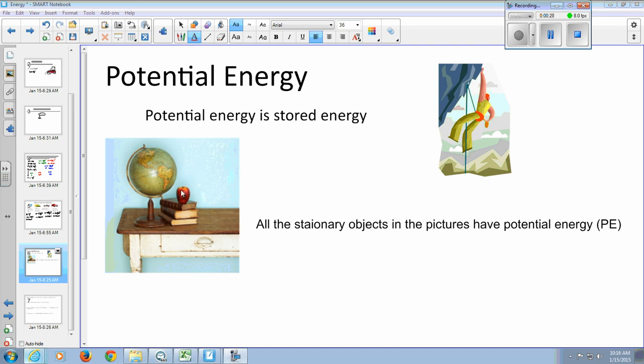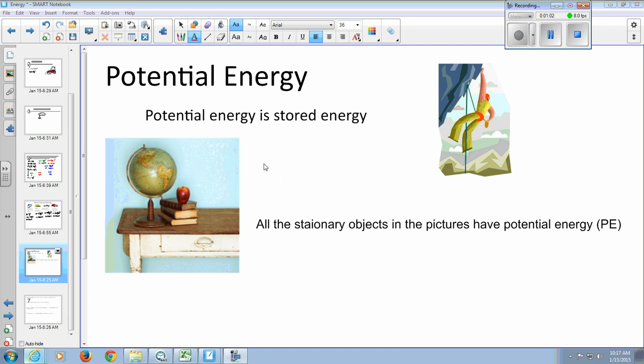These two stationary objects, all the stationary objects, I should say, the guy hanging there on the cliff, the globe, the books, the apple, they all have a stored potential energy because of their height above some reference point. His height above the ground that he could fall to below. The globe, book, and apple's height above the floor that they could fall down to. They have this potential energy, and it's stored.